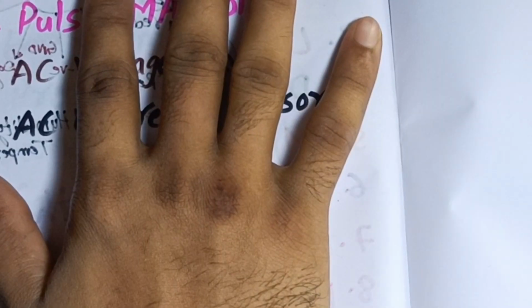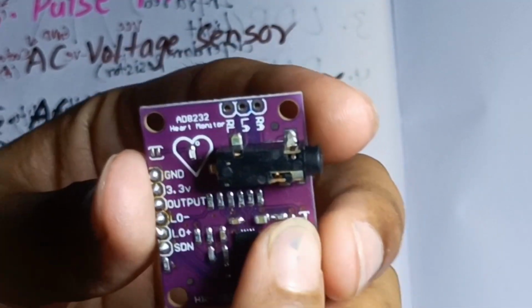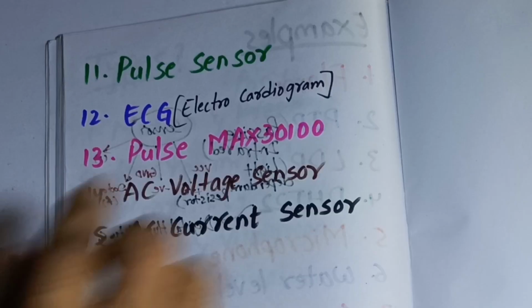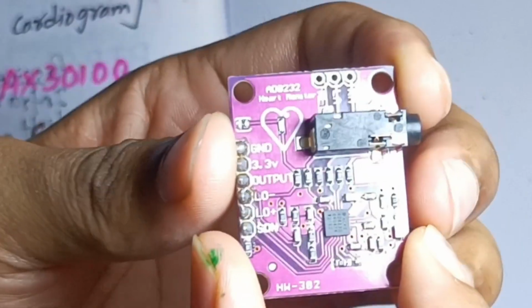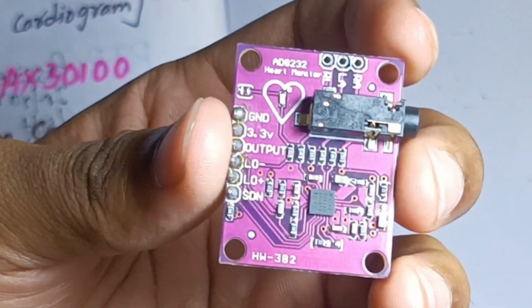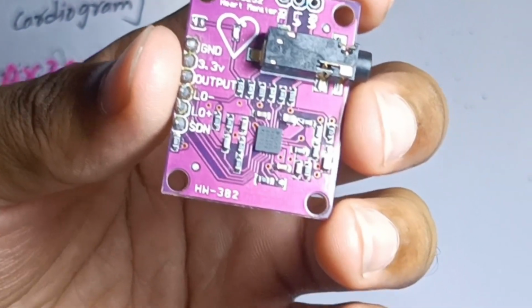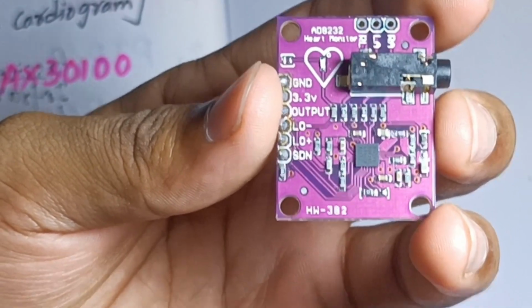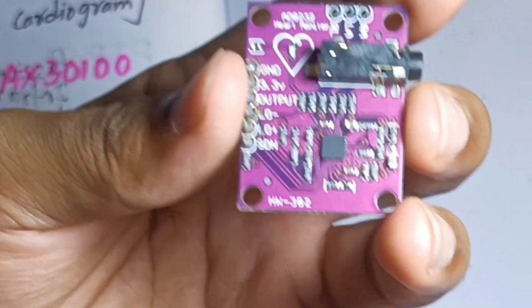Coming to ECG. This is what an ECG sensor looks like. ECG means electrocardiogram, right? So using this sensor you can basically measure the electrical activity of a person's heart and analyze what kind of disease the person has using the heart signals.